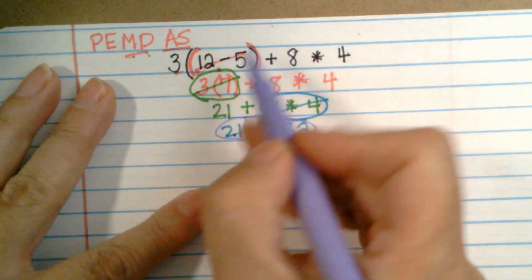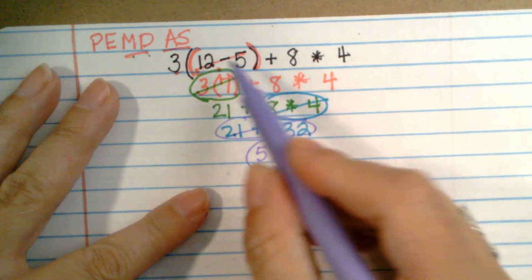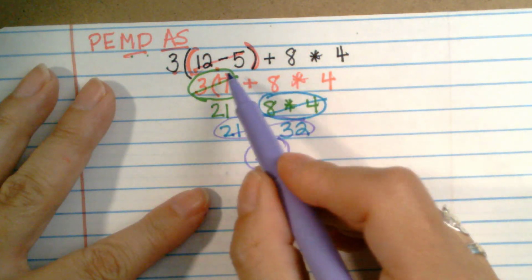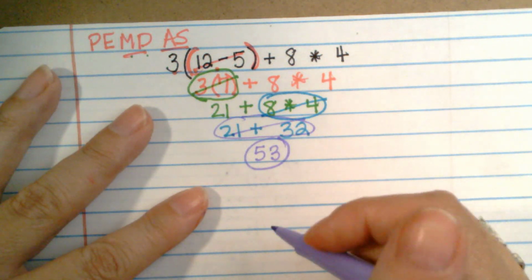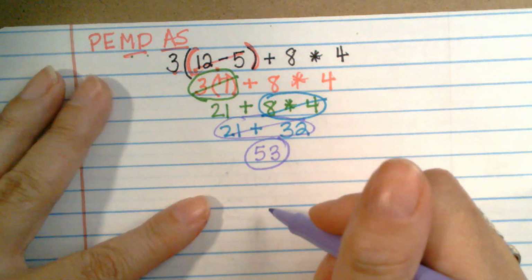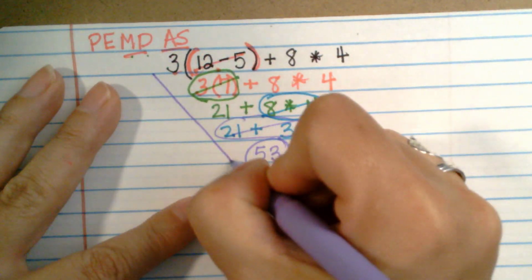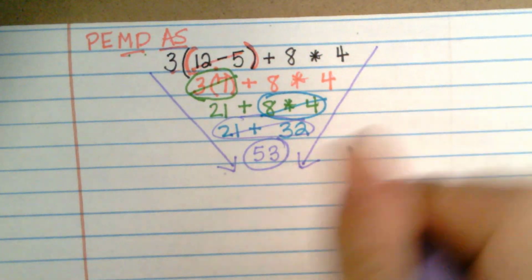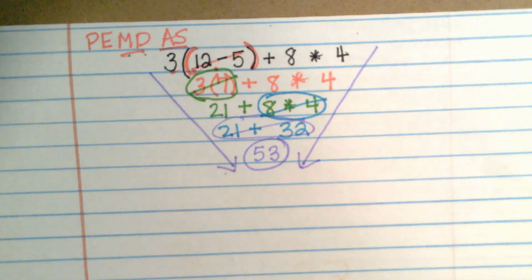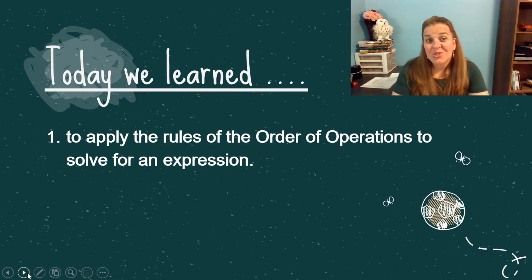Notice how I did one operation at a time. I did not try to do many and write them. I did one at a time, kept my work nice and neat and orderly so I could see what operations I still had to do. Also notice that my work funnels down into almost a triangle with the answer circled at the bottom. So today we learned to apply the rules of the order of operations to solve for these expressions that we keep seeing. Good job. Wasn't it fun?